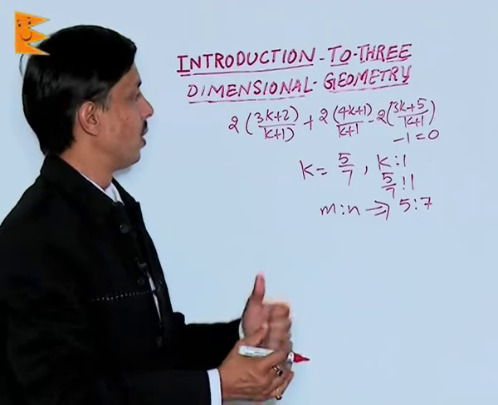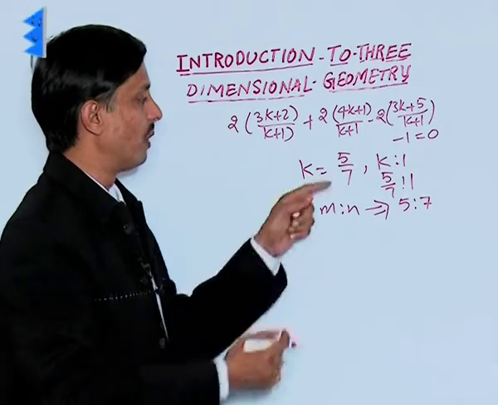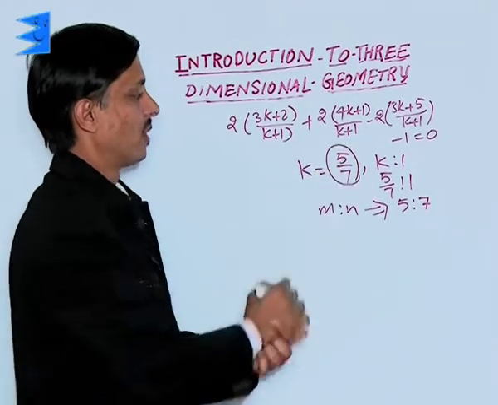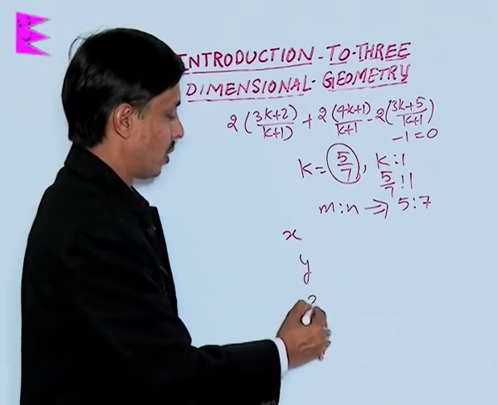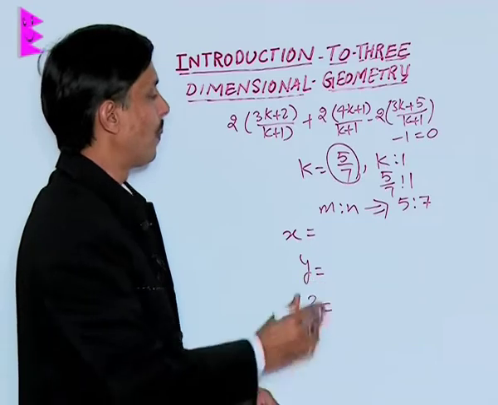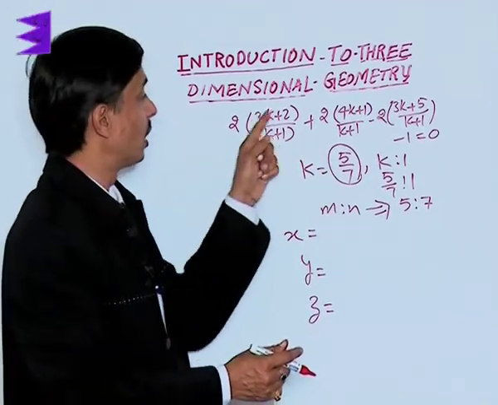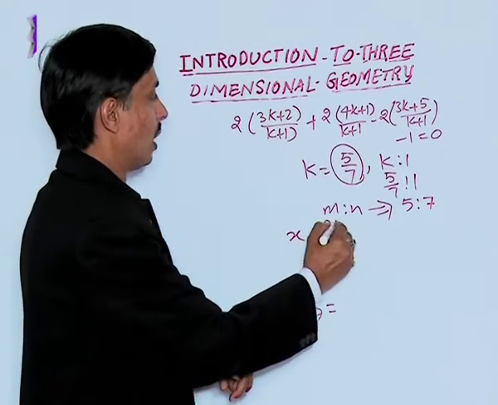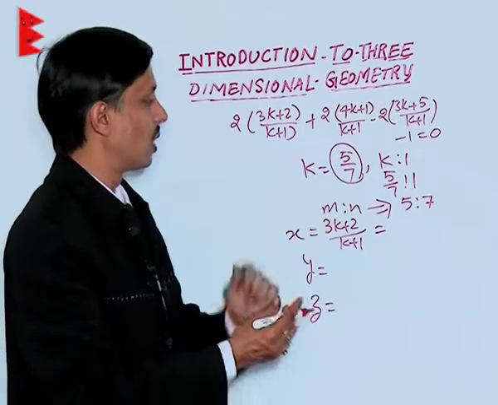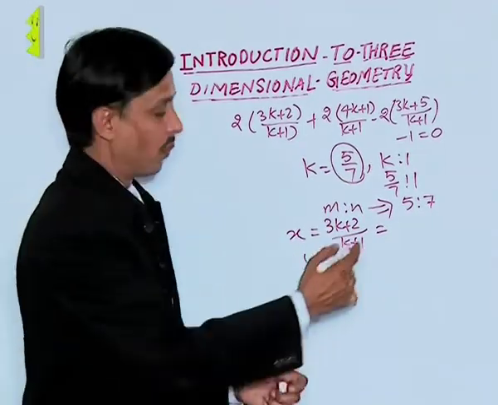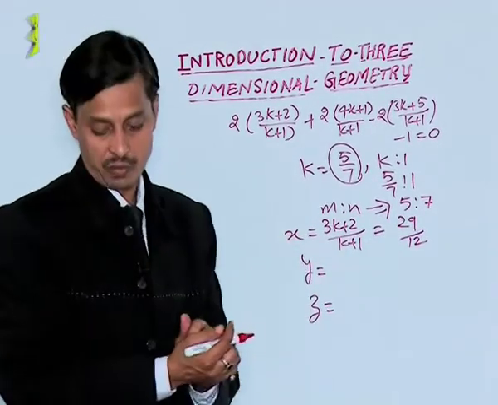Now the question is, what are the coordinates? In order to find the coordinates, we will put 5 by 7 in place of k in the values of x, y, z. The value of x was (3k + 2) upon (k + 1). If I put 5 by 7 in place of k, the value of x will be 29 by 12. So the x coordinate will be 29 by 12.